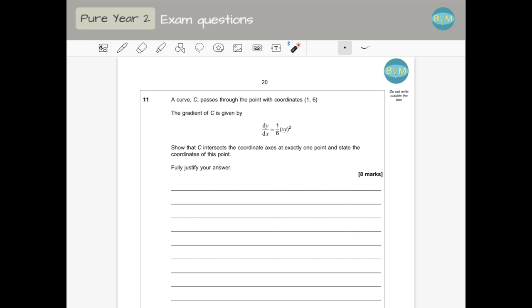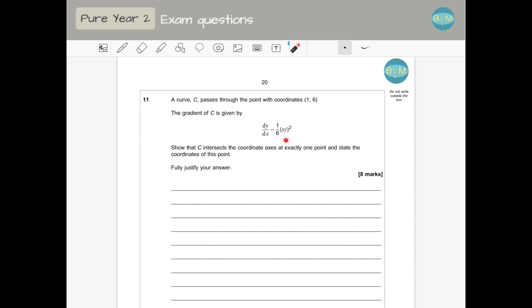Hello, this is question 11 on your November 2021 paper 1 from AQA, and you have a curve C that passes through the point with coordinates (1, 6). The gradient of the curve is given by this function. Show that C intersects the coordinate axes at exactly one point and state the coordinates of that point.